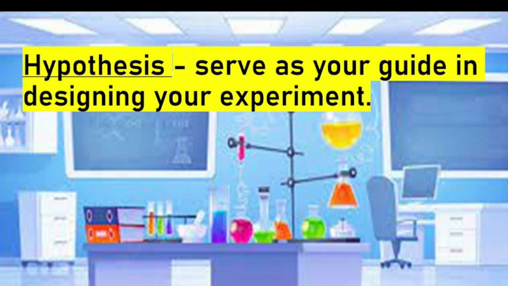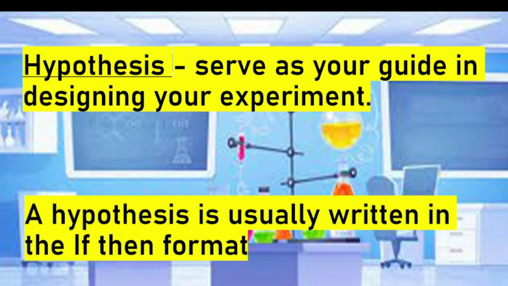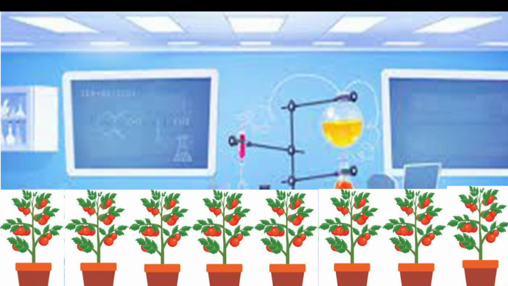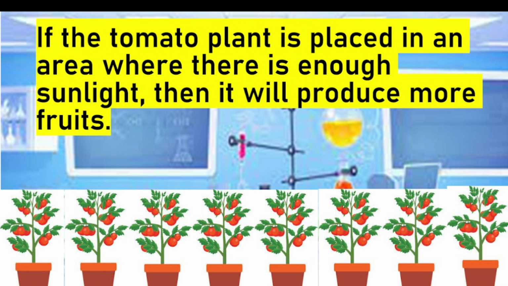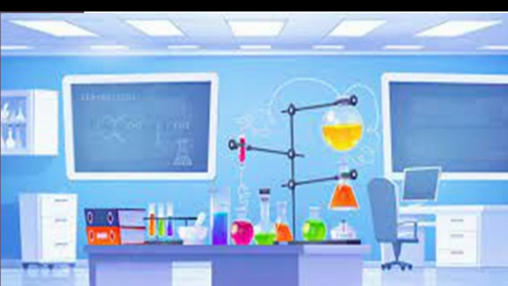A hypothesis is usually written in the if-then format. The hypothesis or possible answer to our question earlier is, if tomato plant is placed in an area where there is enough sunlight, then it will produce more fruits. Keep in mind that it does not matter whether your hypothesis is right or wrong.